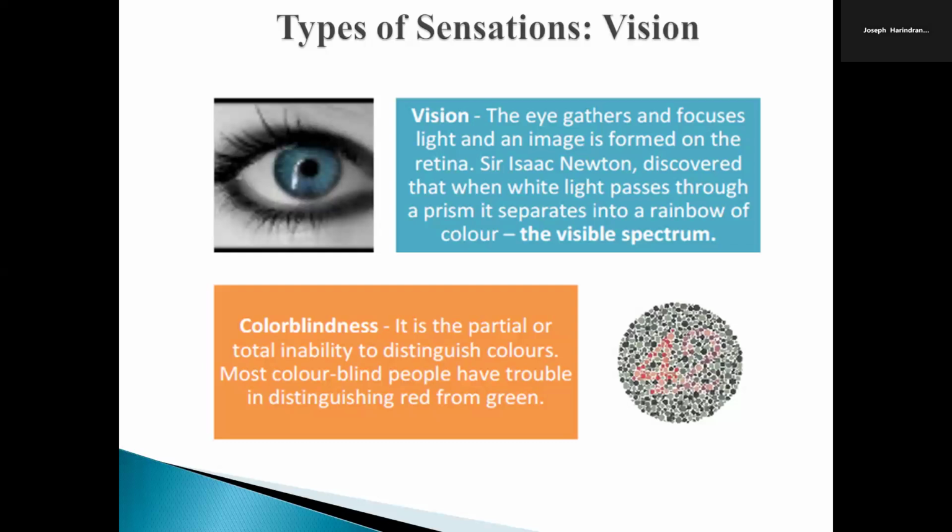Vibgyor: violet, indigo, blue, green, yellow, orange, and red. Color blindness is actually an eye defect. It's a partial or total inability to distinguish colors. Most colorblind people have trouble in distinguishing red from green. So there is some difficulty in distinguishing the colors for people who have color blindness.